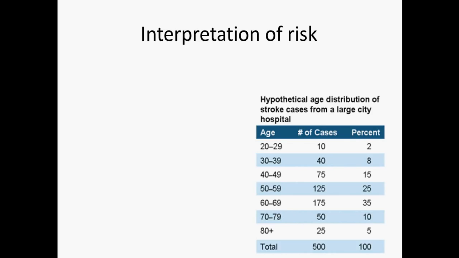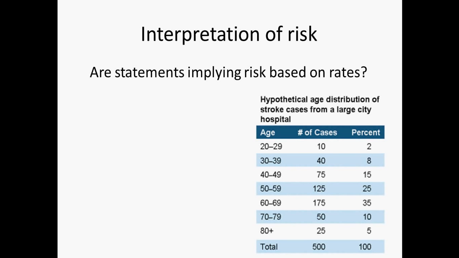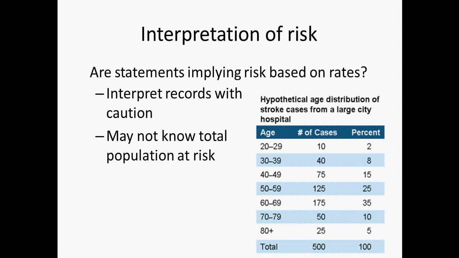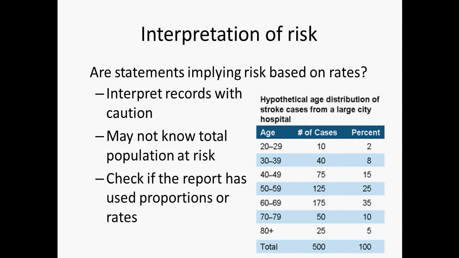So the point I'm trying to make is, please notice in any report or record whether they have used proportions or rates when talking about risk. Please remember, proportions cannot be used to make statements regarding risk. So check whether these statements are based on rates, and interpret records with caution because we do not know the total population at risk. Check if the report has proportions or rates. Proportions cannot be used to define risk. This is the point which I want to reinforce again and again.